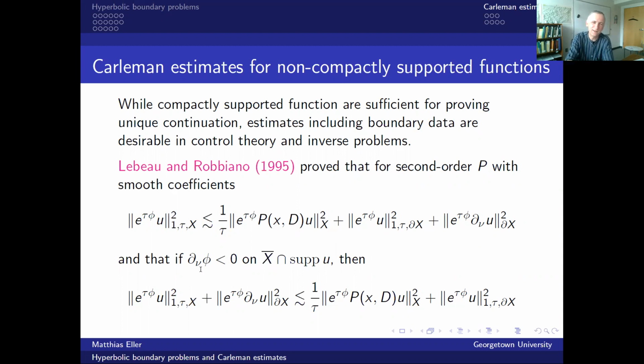I will not emphasize it. It puts quite a few conditions on the weight function, and it's impossible to satisfy this in the whole domain. That's why it's just the intersection here. So it's only a local estimate somehow.